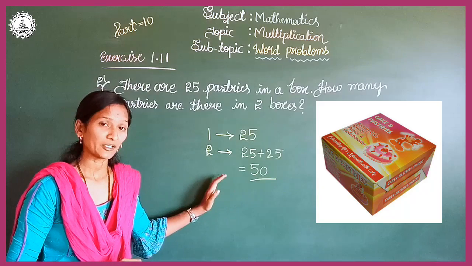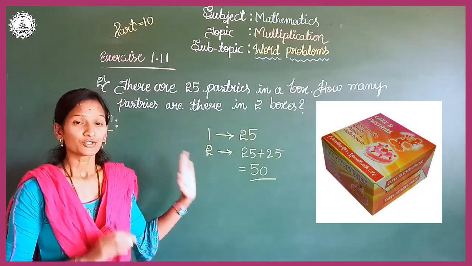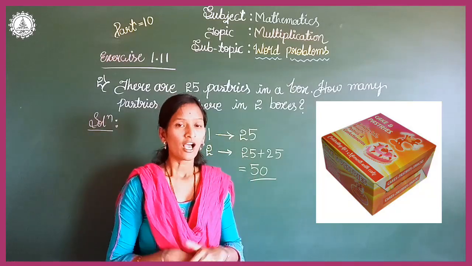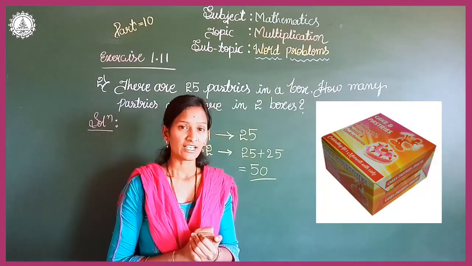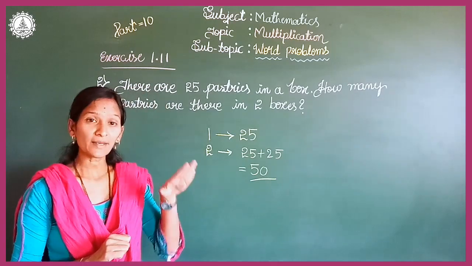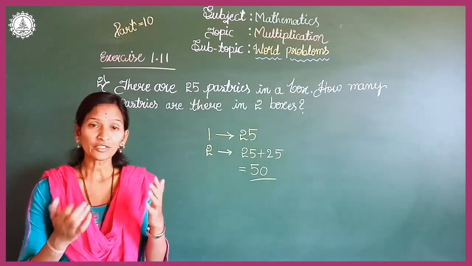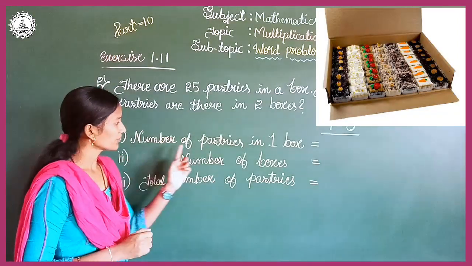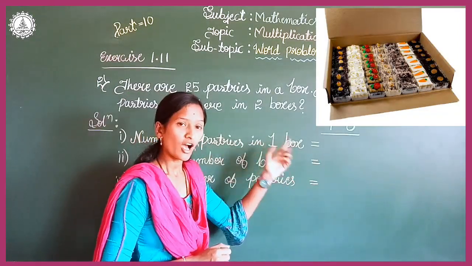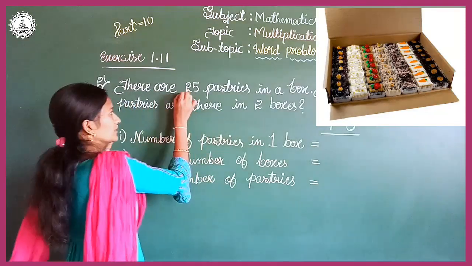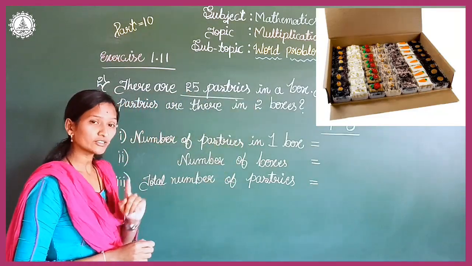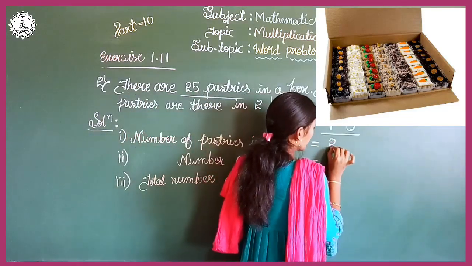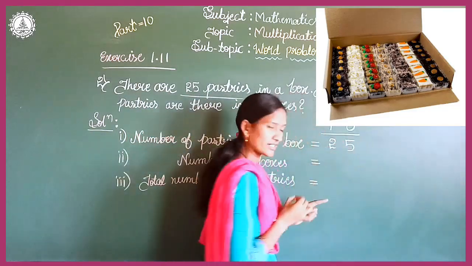But it is in repeated addition form, right? So here you have to find the answer using a multiplication fact. How can you solve this? Yes, you have to solve this problem step by step, right? So which is our first statement? So students, the first statement is the number of pastries in one box. How many are there? See here, the number of pastries in one box is 25. So I am writing the 25 in the tens and ones columns.